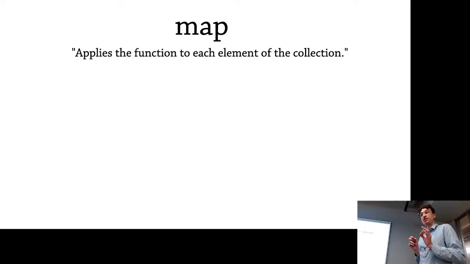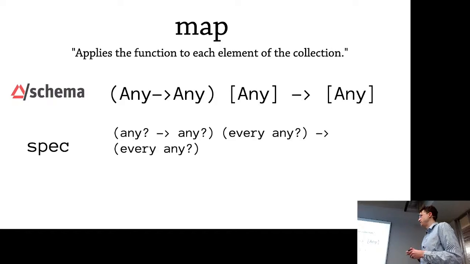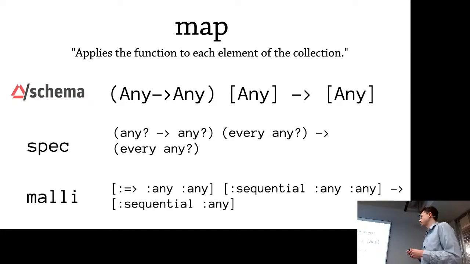So how do we spec map currently today? In schema, it looks like this. You take a function of any to any and a collection of any, and you get anything. In spec, it's the same thing. And in Malli, it's the same thing.